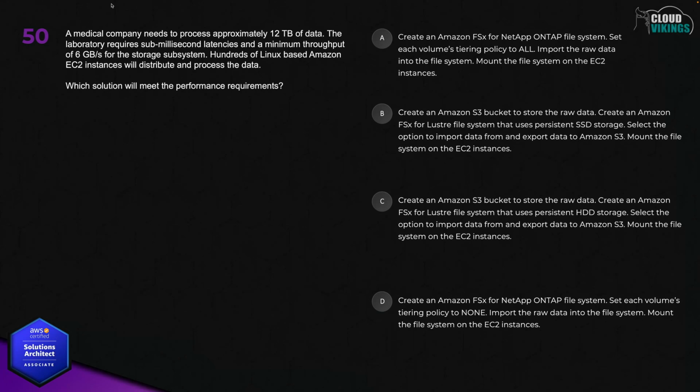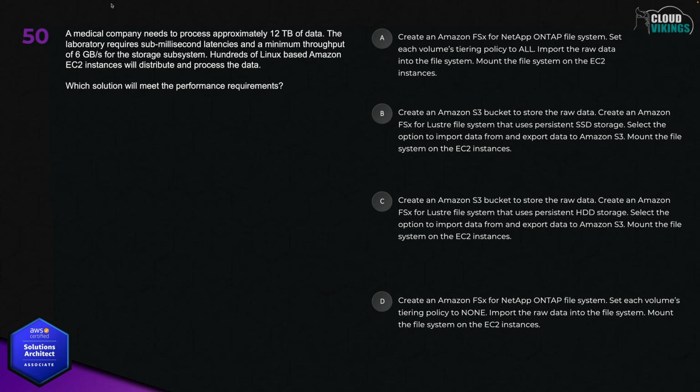A. Create an Amazon FSx for NetApp ONTAP file system. Set each volume's tiering policy to all. Import the raw data into the file system. Mount the file system on the EC2 instances. B. Create an Amazon S3 bucket to store the raw data. Create an Amazon FSx for Lustre file system that uses persistent SSD storage. Select the option to import data from and export data to Amazon S3. Mount the file system on the EC2 instances.